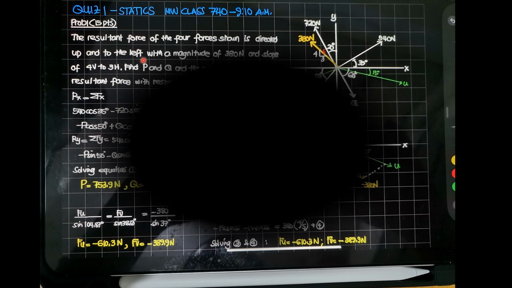Here is the solution to quiz 1 for the 7:40 to 9:10 a.m. MW class in statics. This is the first section where I gave this first quiz.